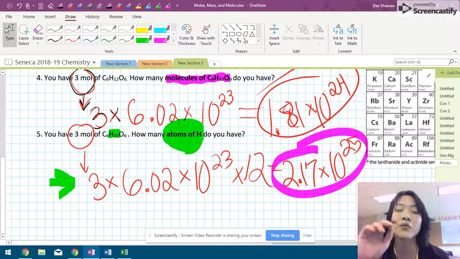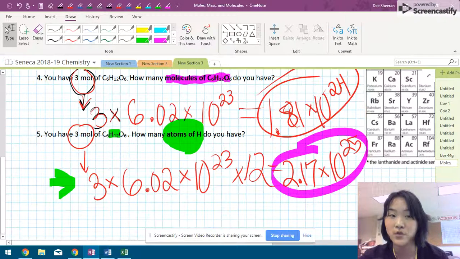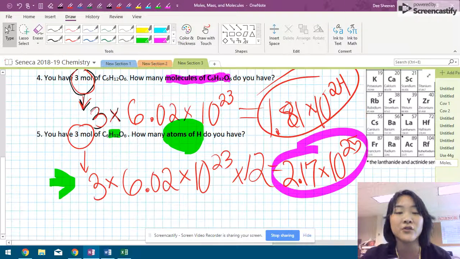And I am going to go over one more thing in the next video, which covers how to figure out how many molecules and atoms there are if you're given grams, not moles, grams. So that's it.